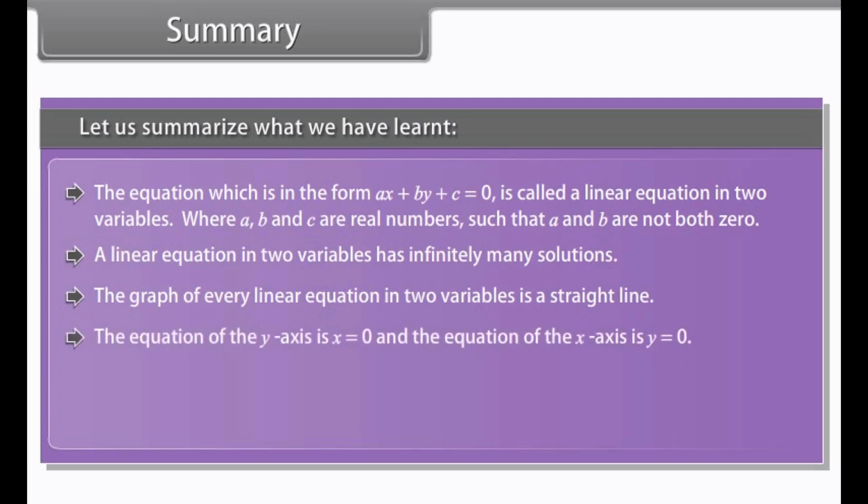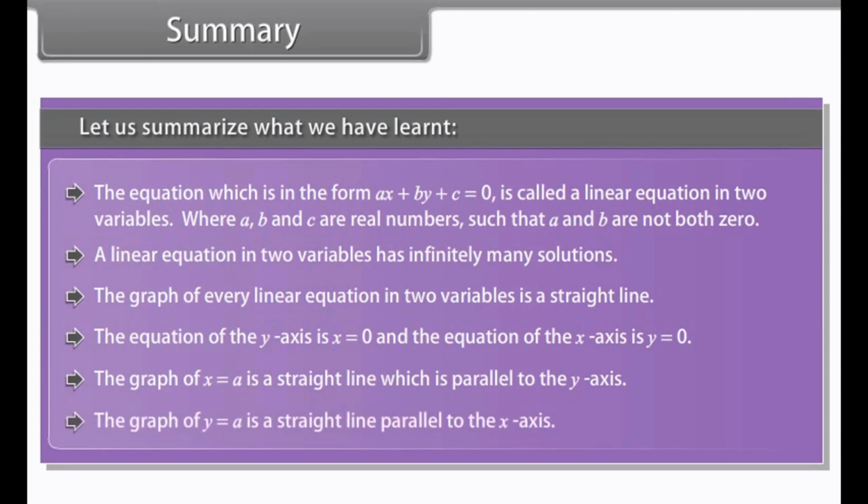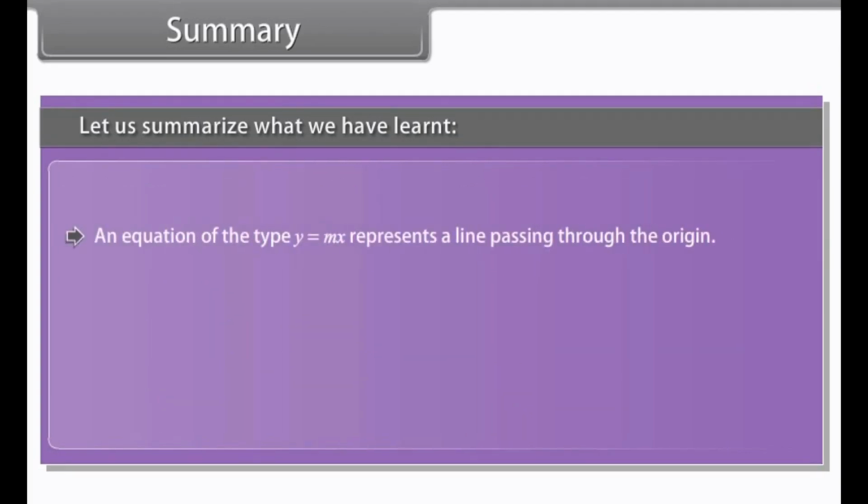The equation of the y-axis is x is equal to 0, and the equation of the x-axis is y is equal to 0. The graph of x is equal to a is a straight line which is parallel to the y-axis. The graph of y is equal to a is a straight line parallel to the x-axis. An equation of the type y is equal to mx represents a line passing through the origin.